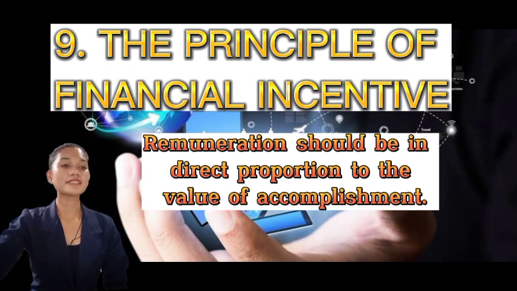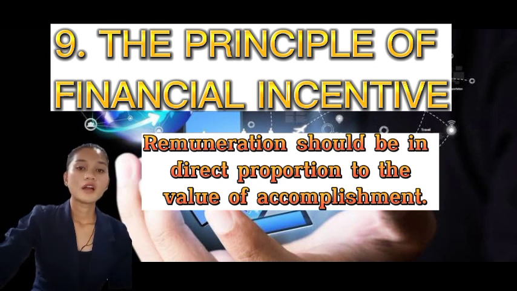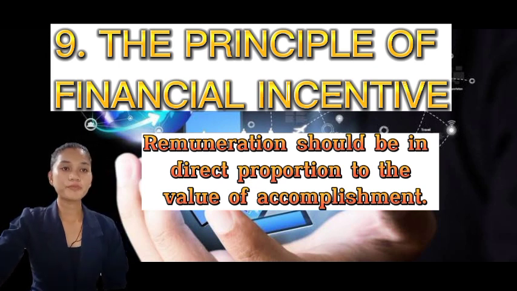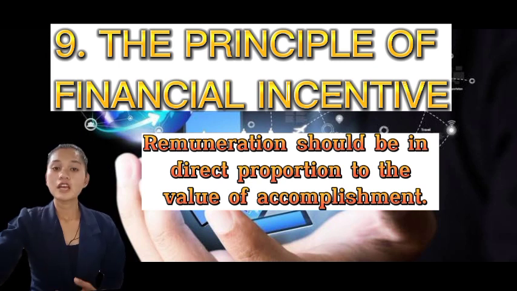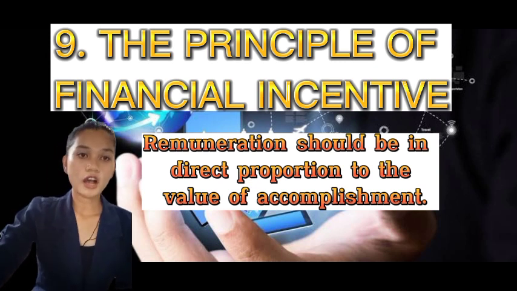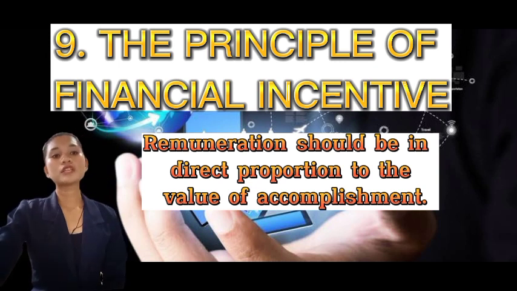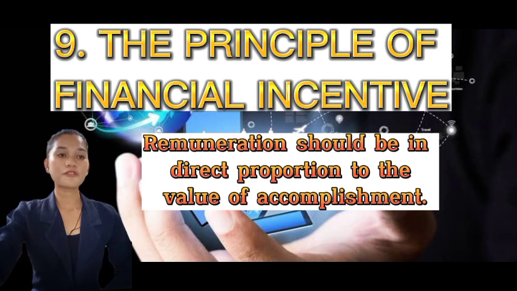Okay, let's move on to the ninth principle, which is the principle of financial incentives. Remuneration should be in direct proportion to the value of accomplishments. A wage system is effective if it provides a fair standard of accomplishment such that individuals are remunerated on the basis of their accomplishment in relation to the standards set for the task or class of work.